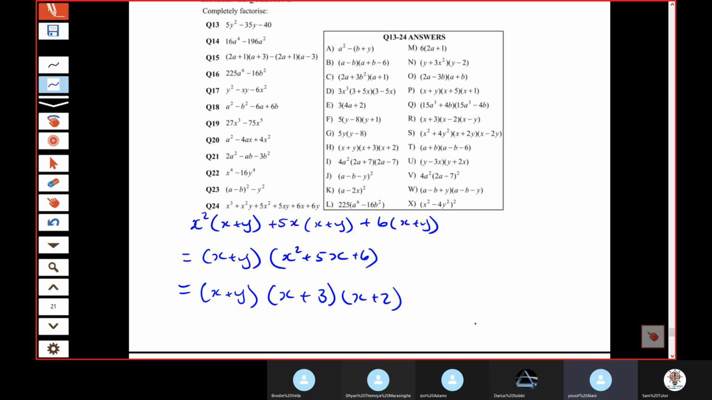Yeah, that makes sense. Wait, but how do you factorize the 5? No, you've forgotten. It's the cross method one. I just did it really quick. Oh, yeah, I see it right now. So you've got to be careful. 2 and 3. Yeah, that's it. I see it now. All right, try the other ones.